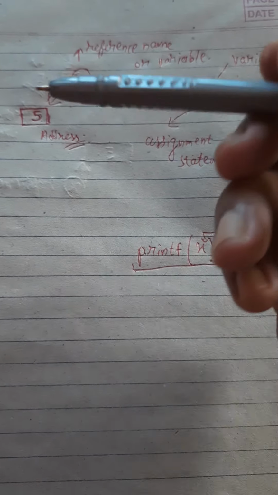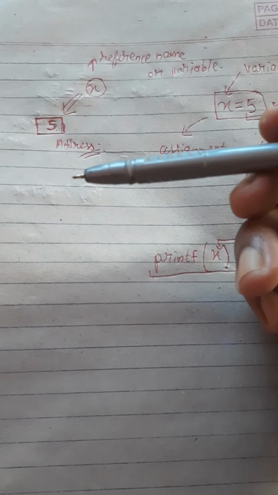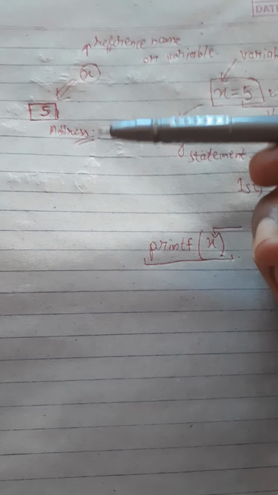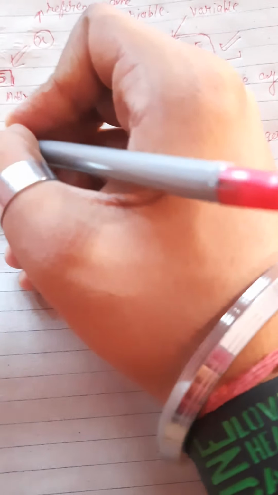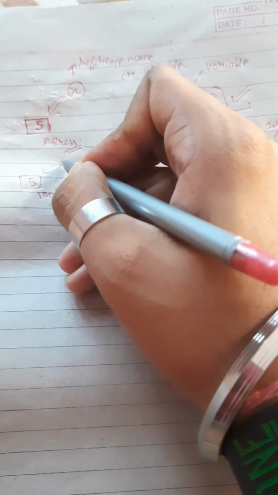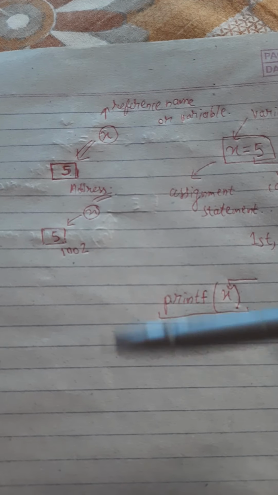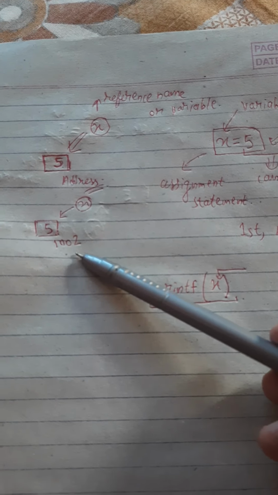This address is not specified by the user, but it is auto generated by the computer only. So everything has an address. We can think this 5 has an address, let's suppose 1002, and this is being referred to by the name x. So it has an address of 1002.